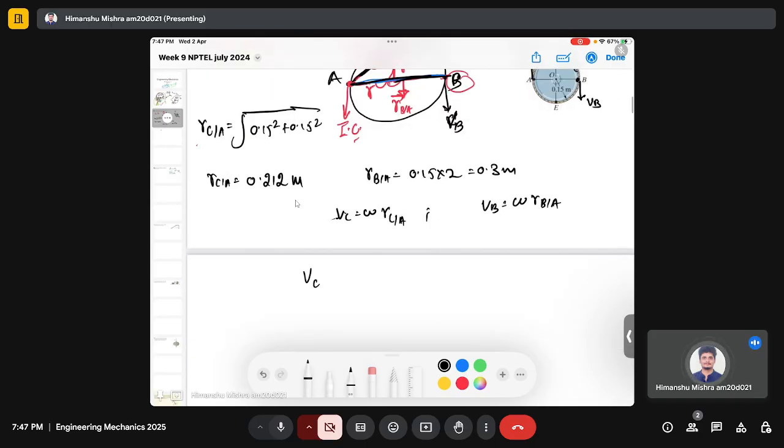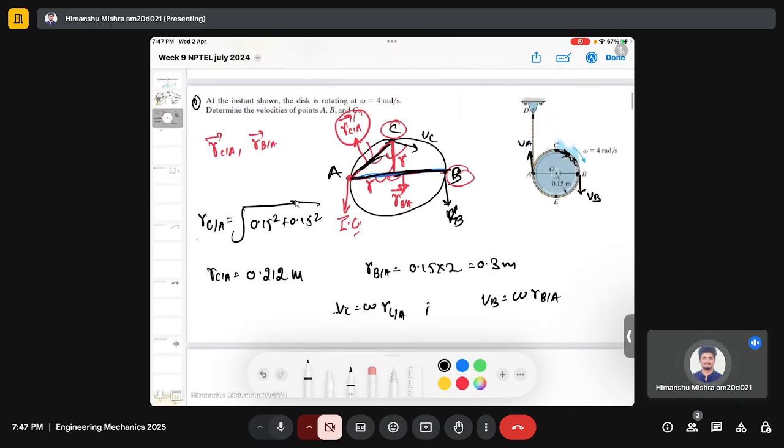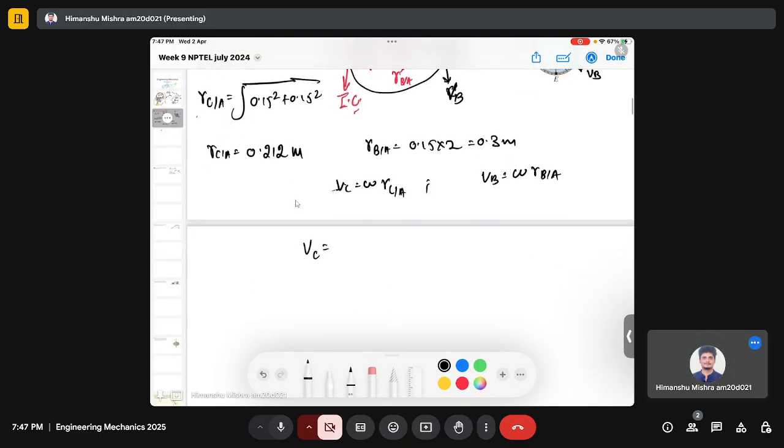So my velocity at point C will be, omega is given, which is 4 rad per second, and RC with respect to A is 0.212. So VC will be 0.848 meter per second. Similarly, I can find VB, which is omega, which is 4, and RBA, which is 0.3. So my VB will be 1.2 meter per second.